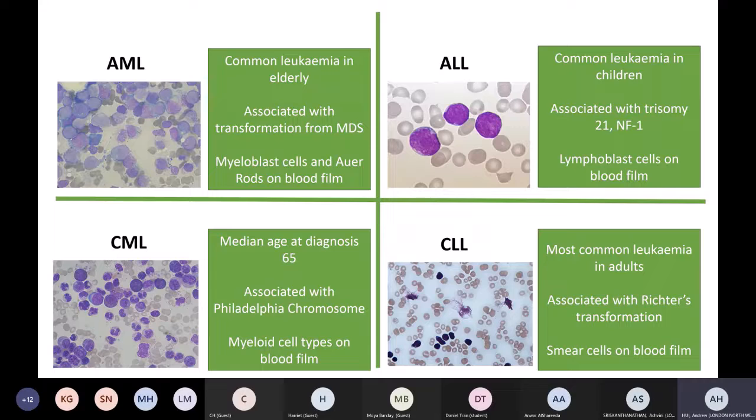The blood film shows myeloid cell types. Now, the myeloid cells are things like your neutrophils, monocytes, granulocytes, right? As well as your basophils and eosinophils. So we see a lot of those in the blood film.